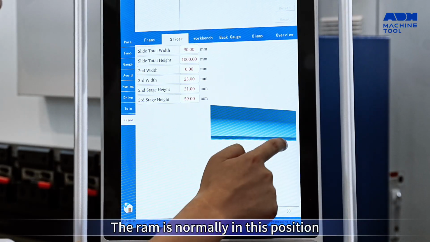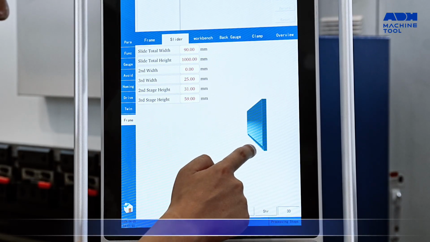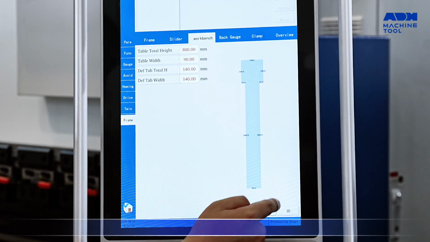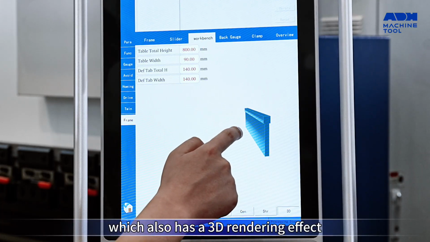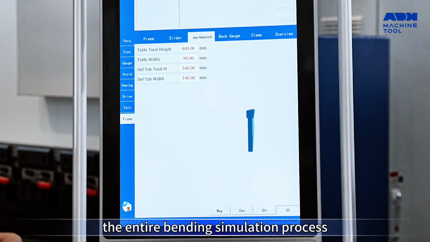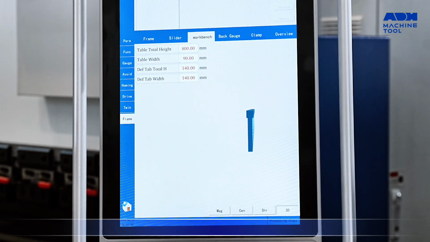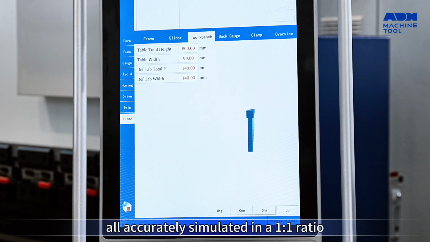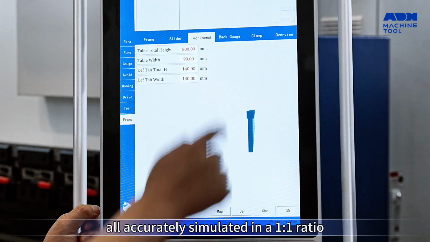The ram is normally in this position, including the work table, which also has a 3D rendering effect. In this way, we get the entire bending simulation process, including collision warnings, all accurately simulated in a 1:1 ratio.